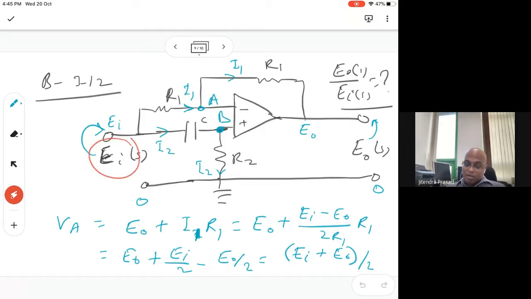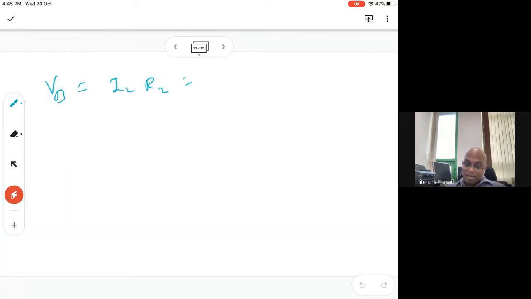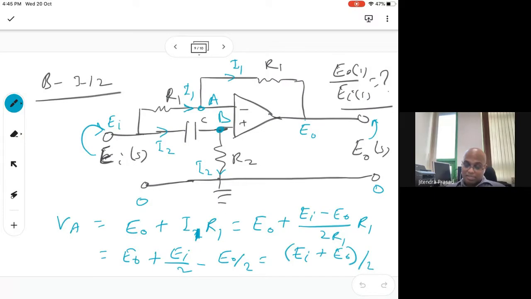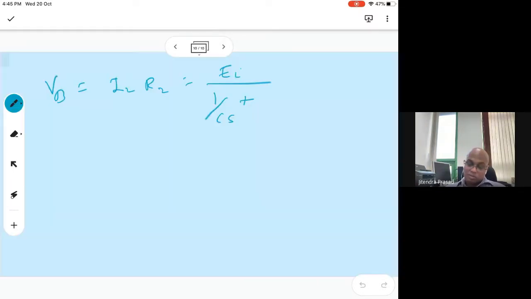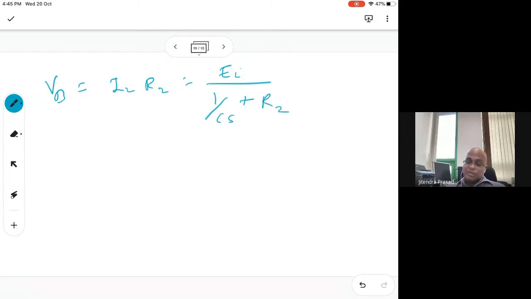So VB equals I2 multiplied by R2, where I2 equals E1 minus 0, so basically E1 divided by the total impedance. I2 will be equal to E1 divided by 1 over CS, because this is C, so 1 over CS, plus R2. So this is I2 multiplied by R2.